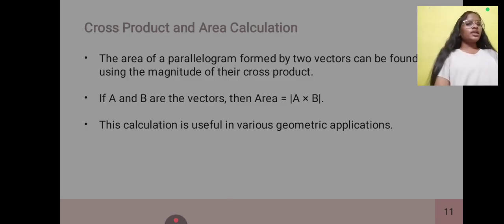Cross product and area calculation. The area of a parallelogram formed by two vectors can be found using the magnitude of their cross product. If a and b are the vectors, then area equals mod of a cross b. This calculation is useful in various geometric applications.